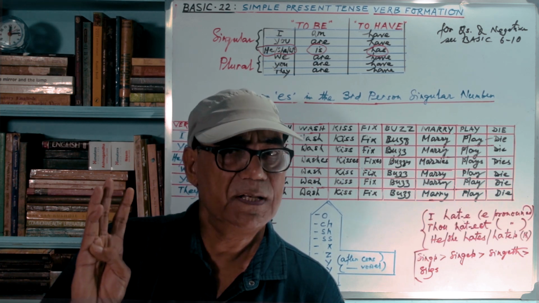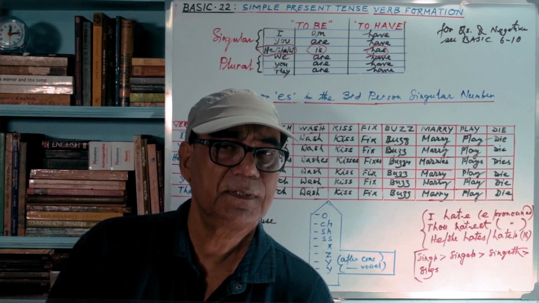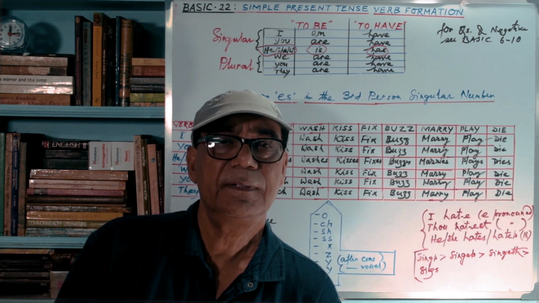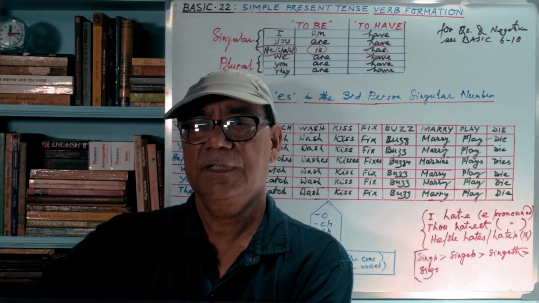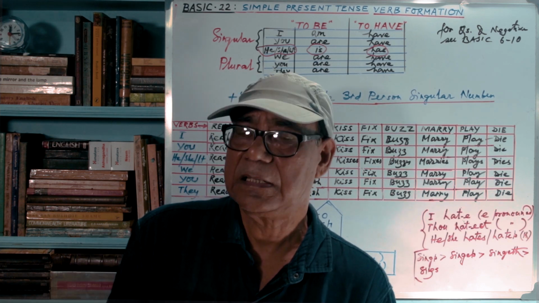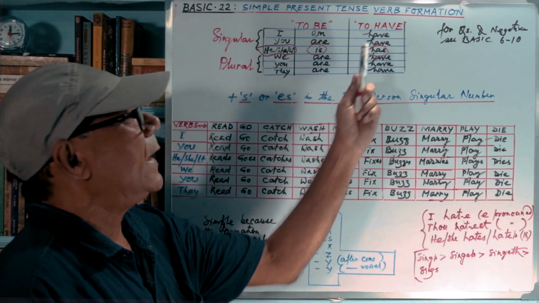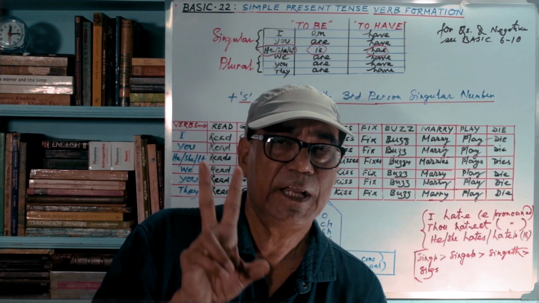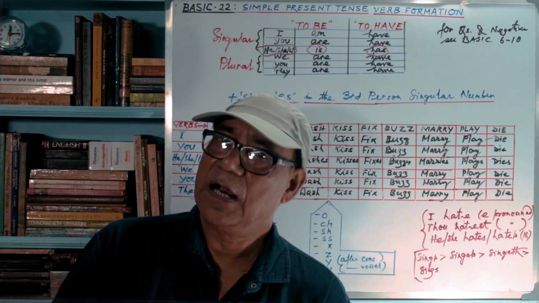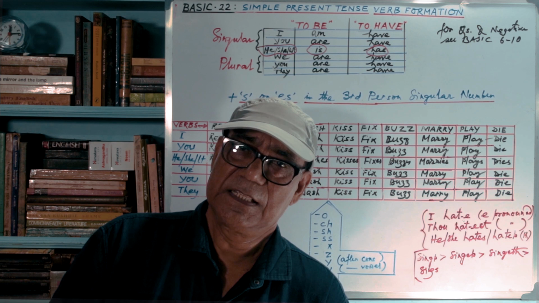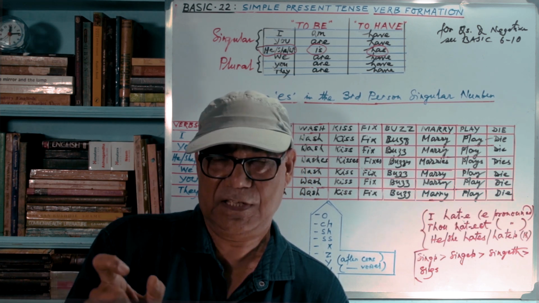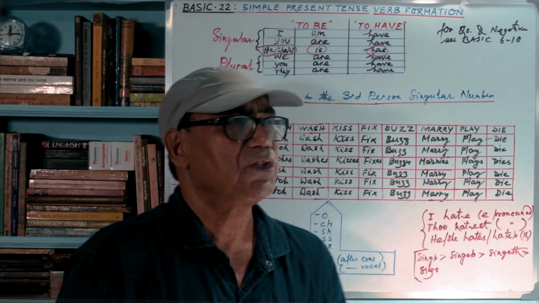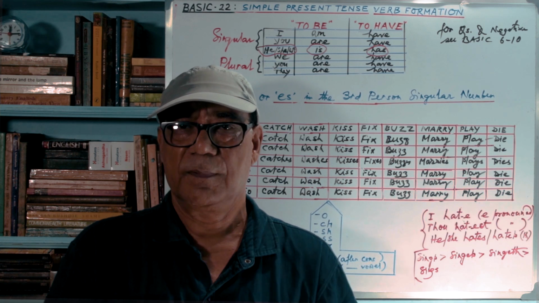So is just once, third person singular number. Then am only once, first person singular number. And the rest, whatever you have, you can comfortably use are. What about to have verb? It's still easier. Have verb has only two phases: have and has. Third person singular number has, and the rest, all other persons and numbers, just use have comfortably, no problem.